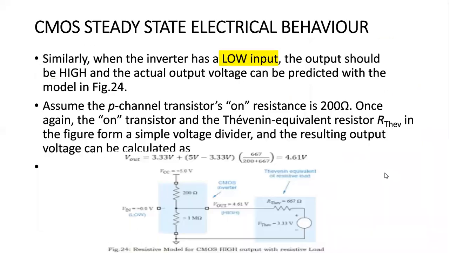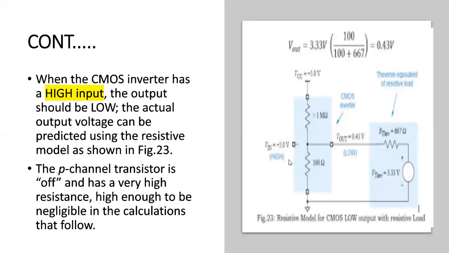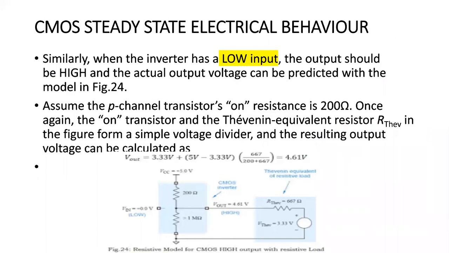The voltage supply for this is only 3.3 volts. The supply voltage is not coming here. So that's why, for Thevenin's voltage, the supply voltage is 3.3 volts into the voltage across this resistor. Hence I am putting 100, and the total resistance 100 plus 667 gives the output voltage 0.43 volts. Similarly, we can calculate for the low input.